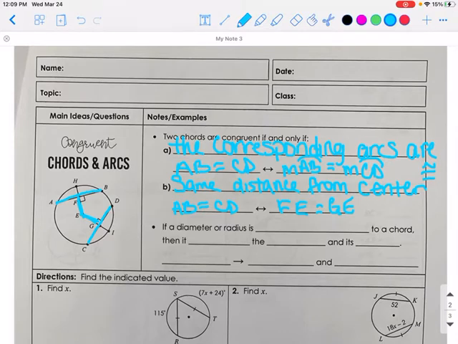Also, if a diameter or a radius is perpendicular to a chord, so remember perpendicular makes a 90, then it bisects the chord and its arc. Remember, bisects means cuts perfectly in half.